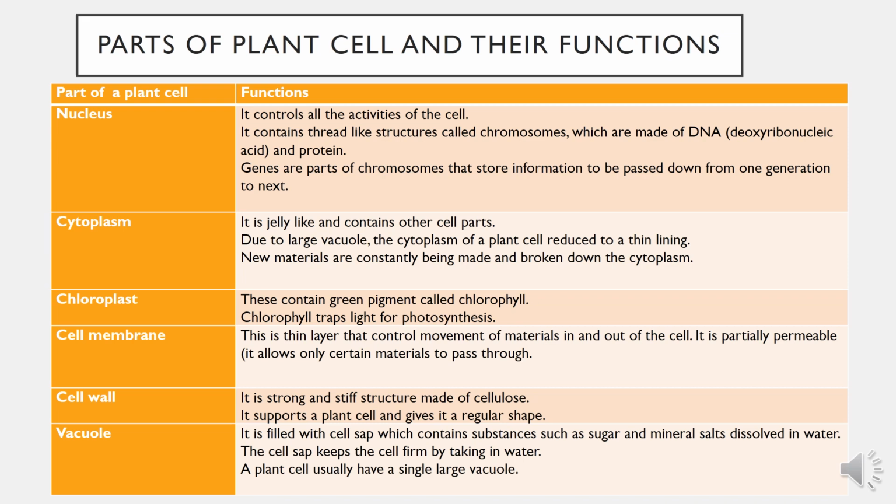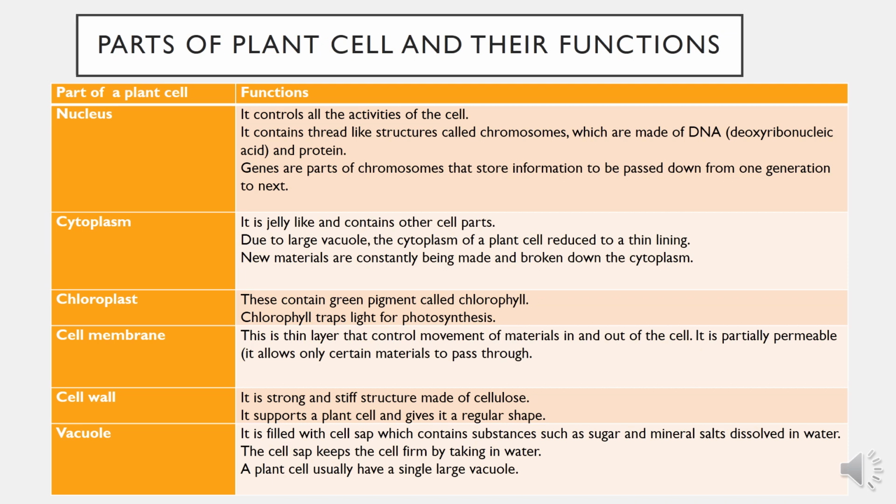Cell membrane, this is a thin layer that controls movement of materials in and out of the cell. It is partially permeable. It allows only certain materials to pass through. Partially permeable means it allows certain materials. If we say that it is permeable, permeable means it allows all the things that can enter or exit from the cell, but partially means it allows some things to pass through and it doesn't allow some things.